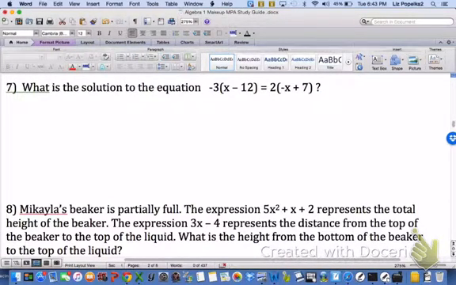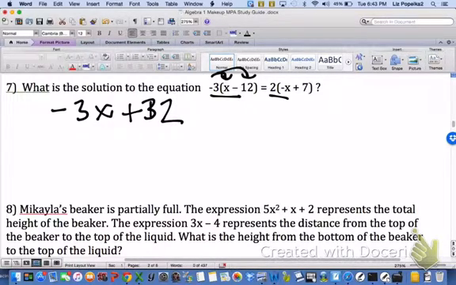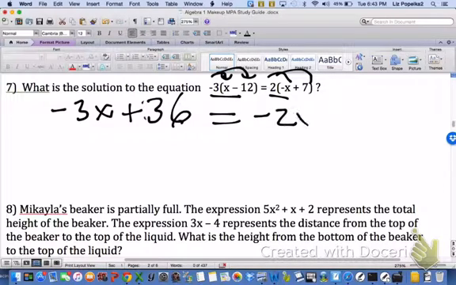Number 7 is asking us to find a solution for this equation. Of course, this and this indicate that we're going to have to start off with good old distributive property before we do anything else. So I'm going to distribute my 3 to my x and my negative 12. So that'll give me negative 3x plus 36. Sorry, I don't know why I just wrote 32. Set it equal to the 2 distributed over on this side, negative 2x plus 14.